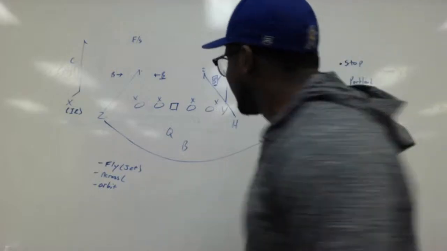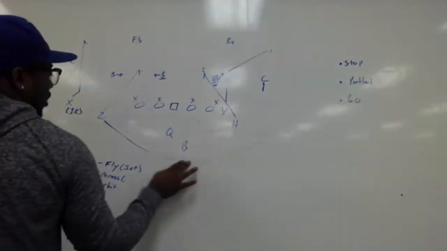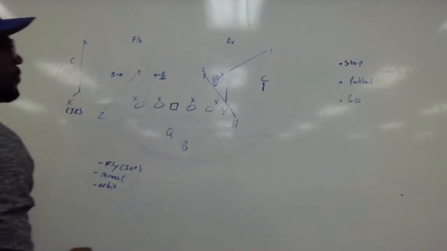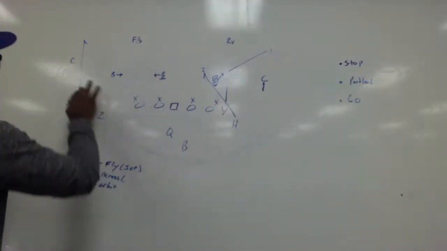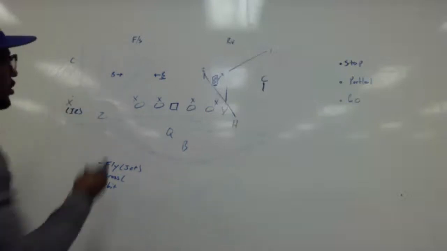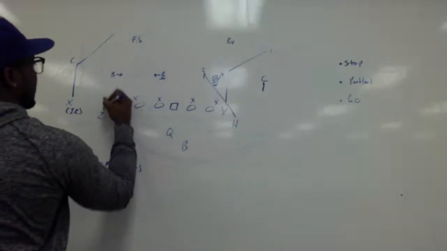I'm flying through this, like I said, because I'm trying to get to the next class. All right, so another one that you can run is called Porton. Now, I call it Portland in my playbook. Basically, what Portland is, is double post, all right? So you have your double post backside.